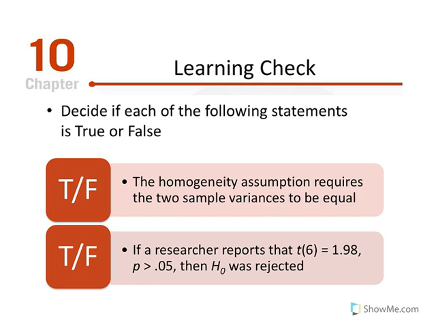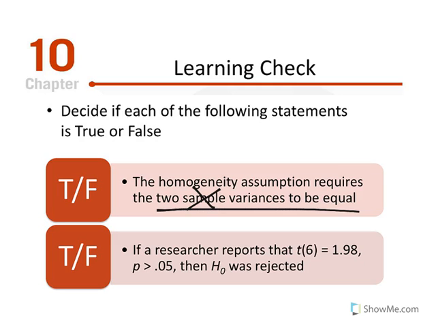And then finally, let's consider these two statements and determine if they are true or false. First, the homogeneity assumption requires that two sample variances to be equal. Well, we just had a very extensive conversation about the homogeneity assumption, and the assumption is that the two population variances are equal. So not sample, population variances are equal, and consequently we would assume the sample variances are very similar.